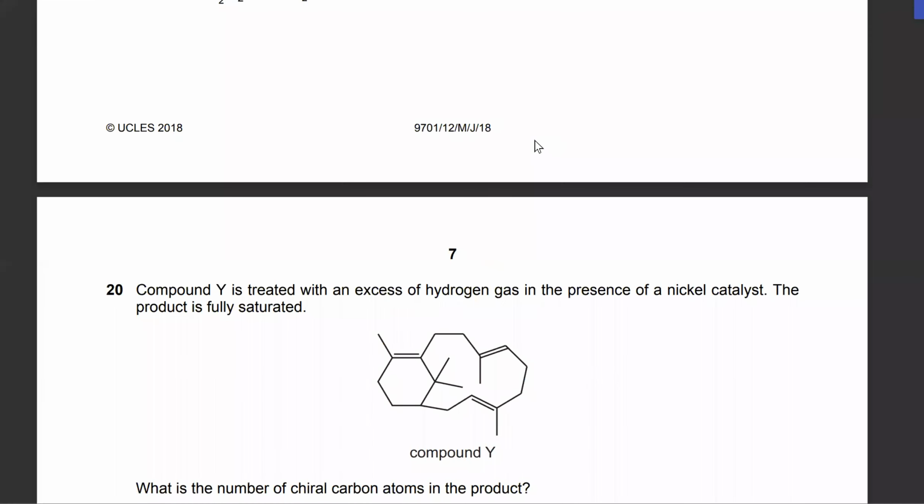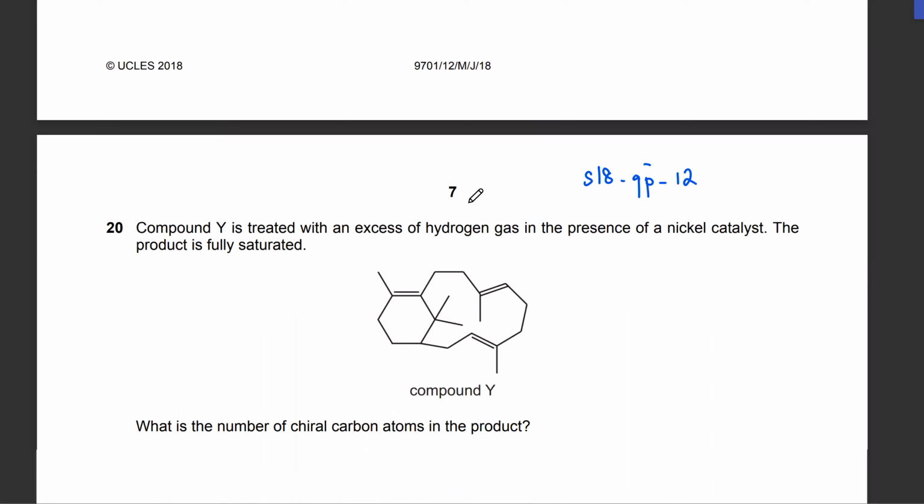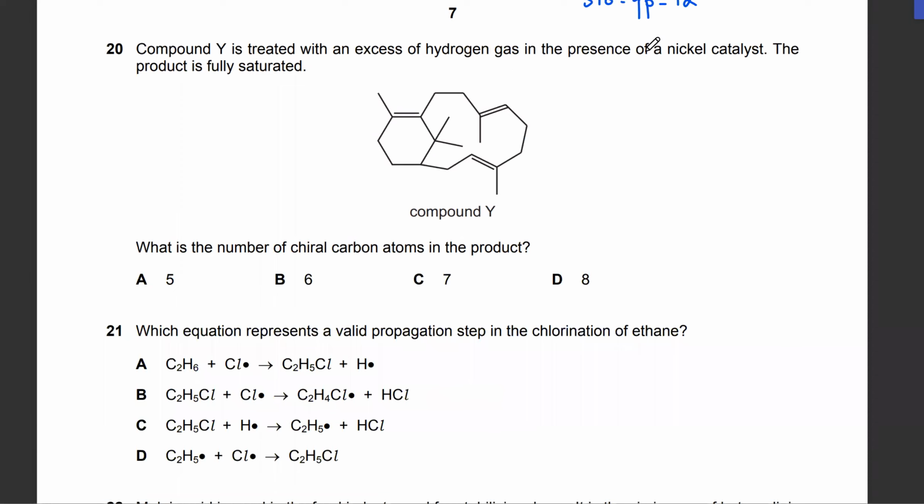Actually, this one is the summer 18 question paper. So this one is summer 18, and the question is 1-2. So the compound Y is treated with an excess of hydrogen in the presence of a nickel catalyst.